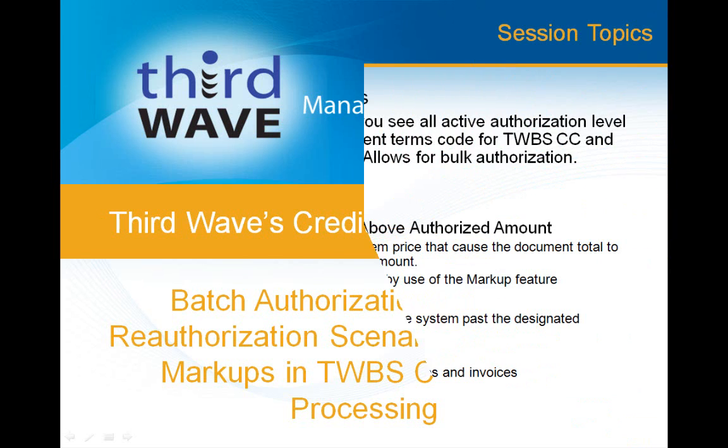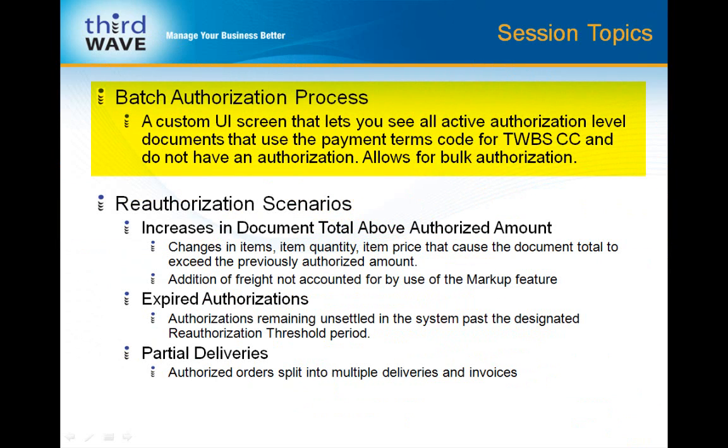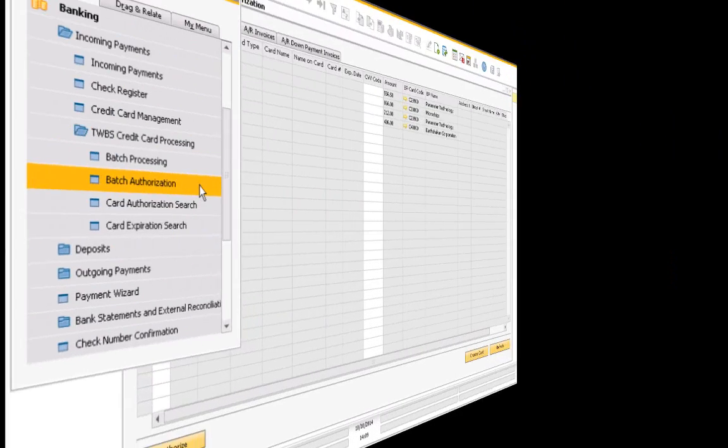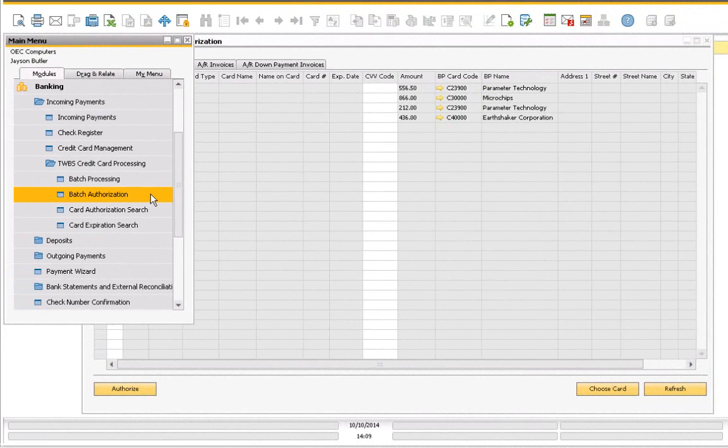So let's get started. The Batch Authorization Processing screen is a new custom screen developed in the SAP Business One user interface that allows you to select multiple documents at a given time and process them so that they can be authorized using the TWBS credit card processing application. The Batch Authorization screen is accessible through the Banking, Incoming Payments, TWBS Credit Card Processing menu, Batch Authorization menu option.